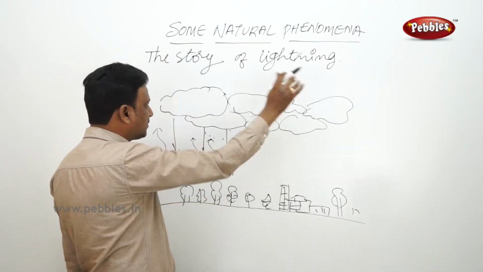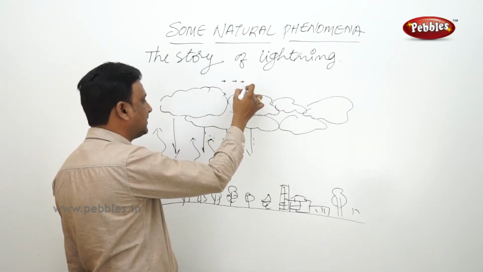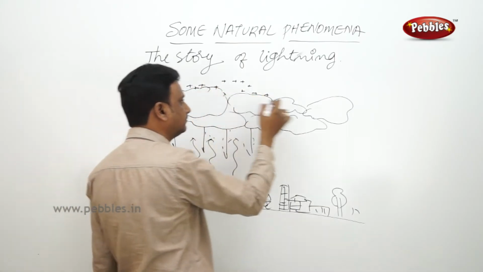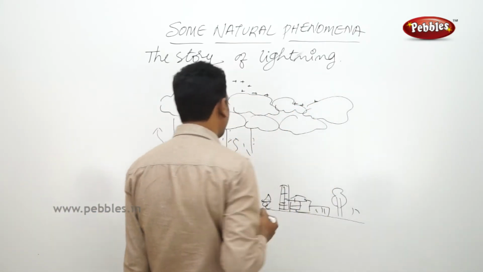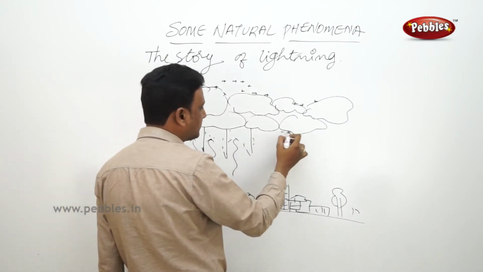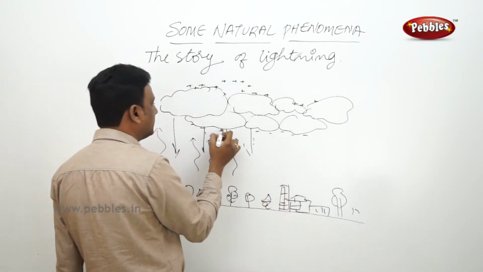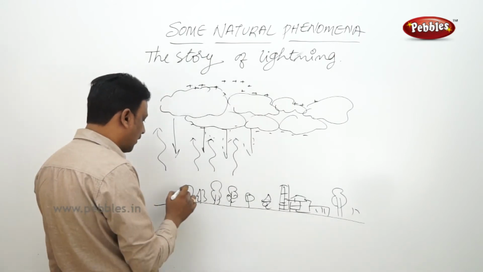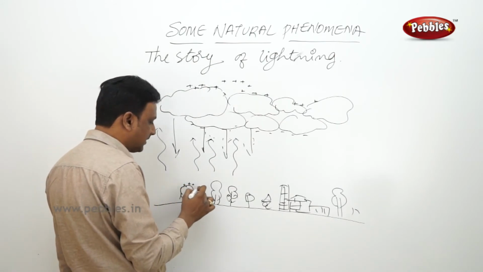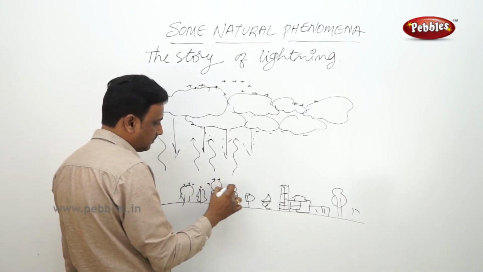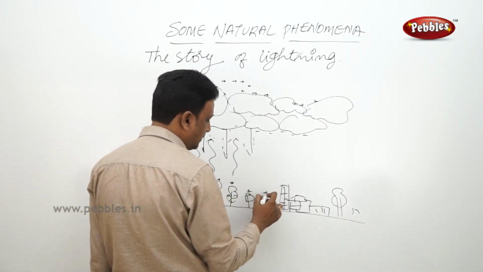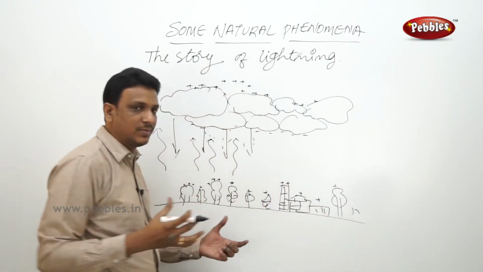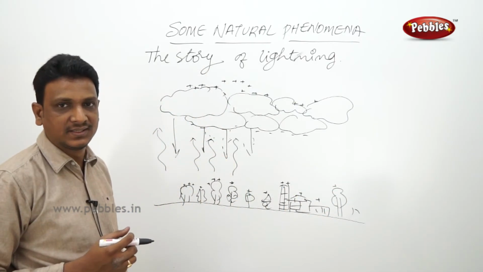On the top edges of the clouds, positive charges get accumulated. Whereas on the lower edge of these clouds, negative charges get accumulated. In the same way, on the objects on the earth, positive charges get accumulated. Positive charges on these objects. So here the accumulation of charges is taking place.